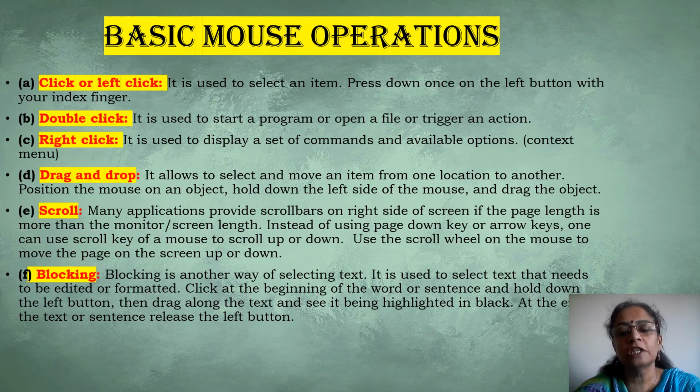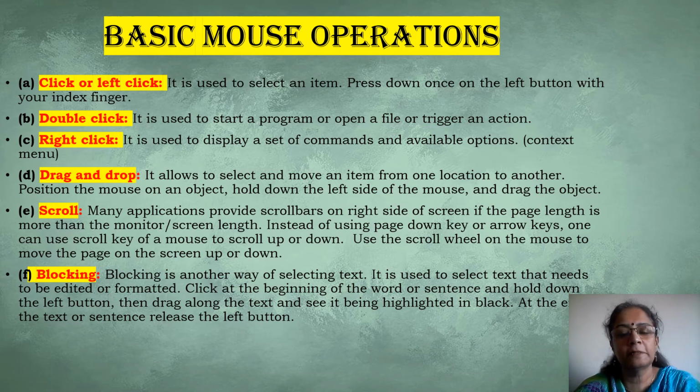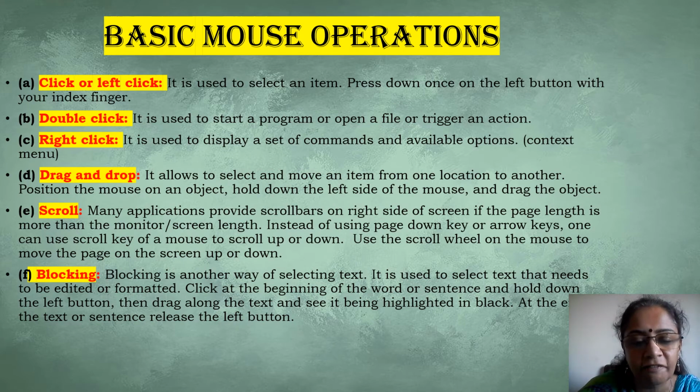Right click is used to display a set of commands and available options. So whenever you right click, you get a context menu. A small little menu will come displaying a set of commands. So whenever you right click, it will be a shortcut menu or a context menu which comes. Next you can do a drag and drop. It allows you to select and move any item from one location to another position by holding the left mouse key and moving and dragging the mouse.